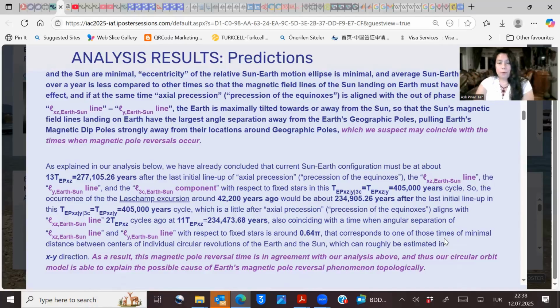And that corresponds to one of those times of minimal distance between centers of individual circular revolutions of the Earth and the Sun, which can roughly be estimated in XY direction, as we have the minimum and maximum values of LXC, LXZ and LY. As a result, this magnetic pole reversal time is in agreement with our analysis, and thus our circular orbit model and also our LXZ line, LY line, axial precession line model is able to explain the possible cause of Earth's magnetic pole reversal phenomenon topologically.